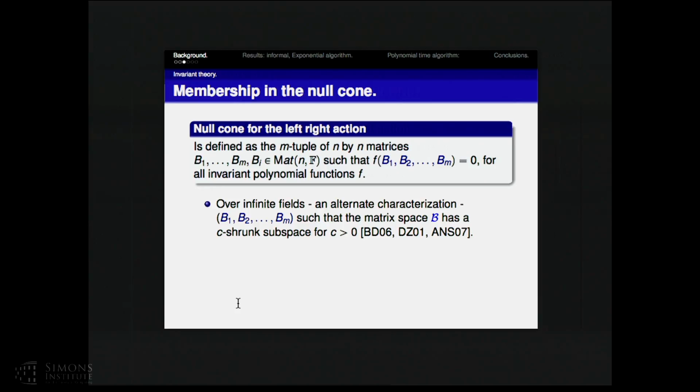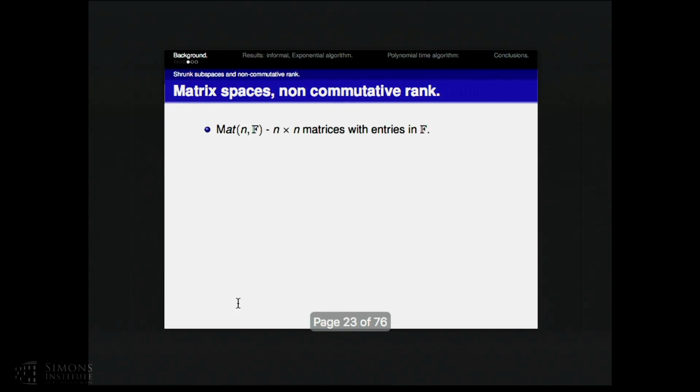So that is the matrix space that we are talking about. If the matrix space has a C-shrunk subspace for some constant C, for some integer C bigger than 0. Now what is a shrunk subspace? Well, this is the final definition that you will need.